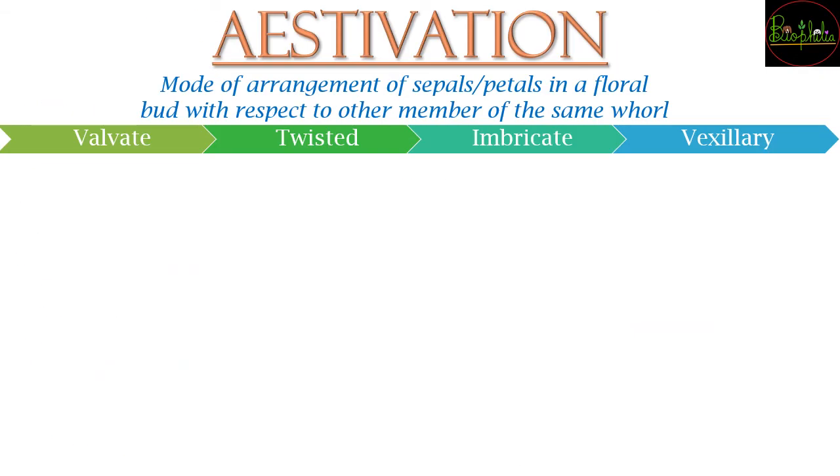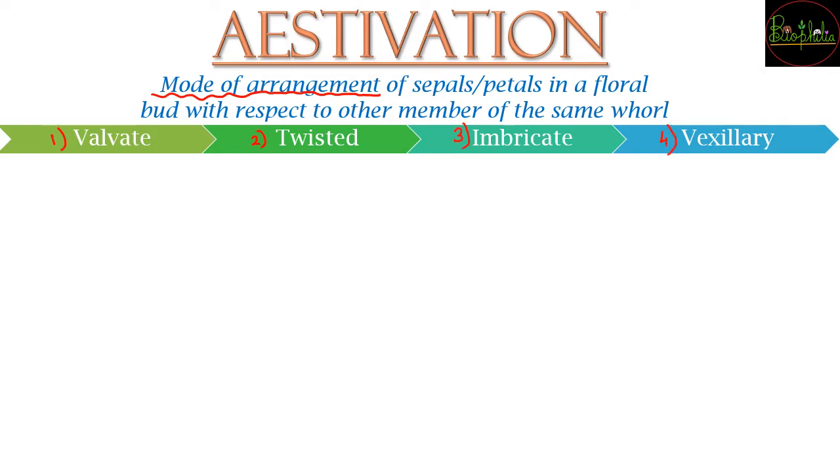Now we are going to see a very interesting topic about sepals and petals. So जिस हिसाब से वो अपने आप को arrange करेंगे, the mode of arrangement of these sepals and petals is going to be called as aestivation. So based on that, you are going to have four categories. First one being valvate, second as twisted, third is imbricate, and fourth is vexillary.